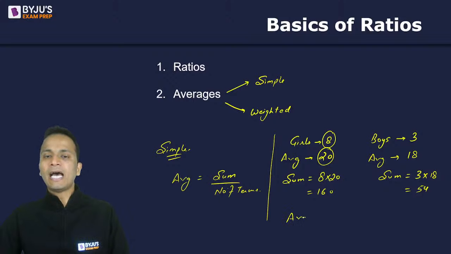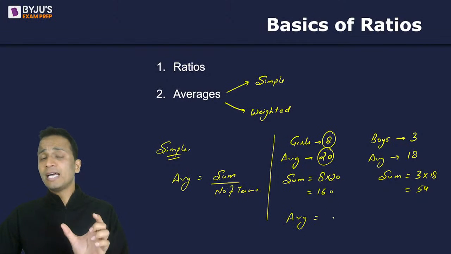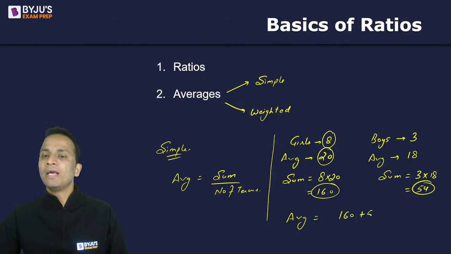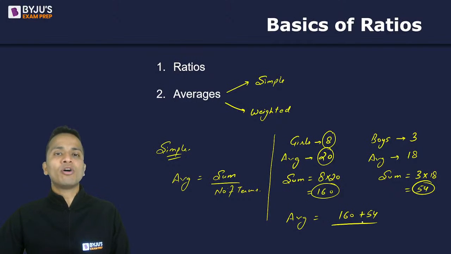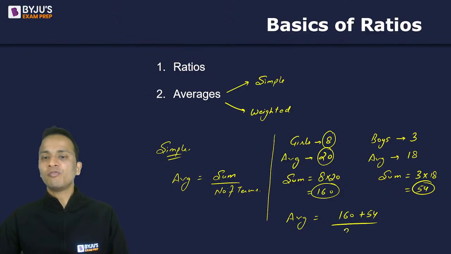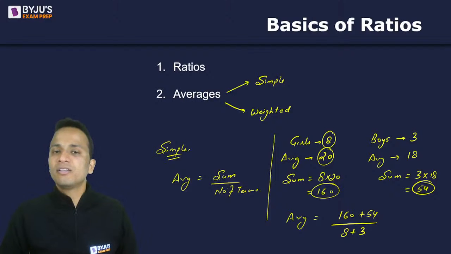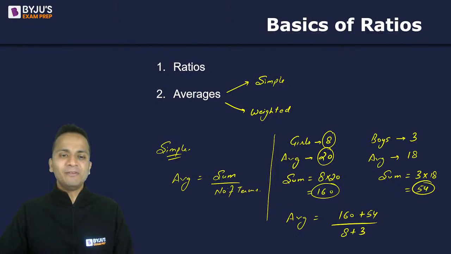So the entire average, the net average for this entire group of students will be the total sum, that is 160 plus 54 divided by the total number of children. So total number of children will be number of girls plus the number of boys. So the average that is calculated in this manner is called the weighted average. Simple as that. All right, fine.